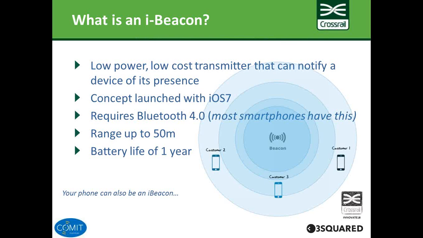Photogrammetry, enhanced GIS systems, and sensor technology has moved on apace. What really interested us was the advent of iBeacon technology, which are in essence low-power, low-cost transmitters that can simply notify a device of its presence. It was a concept launched with Apple's iOS 7. It requires Bluetooth 4, so if your smartphone is Bluetooth 4 capable, it can interact with an iBeacon. They are purported to have a range of up to 50 meters and a battery life of about 1 year. If you have an iPhone with iOS 7 on it and it's Bluetooth capable, your phone can also be an iBeacon.